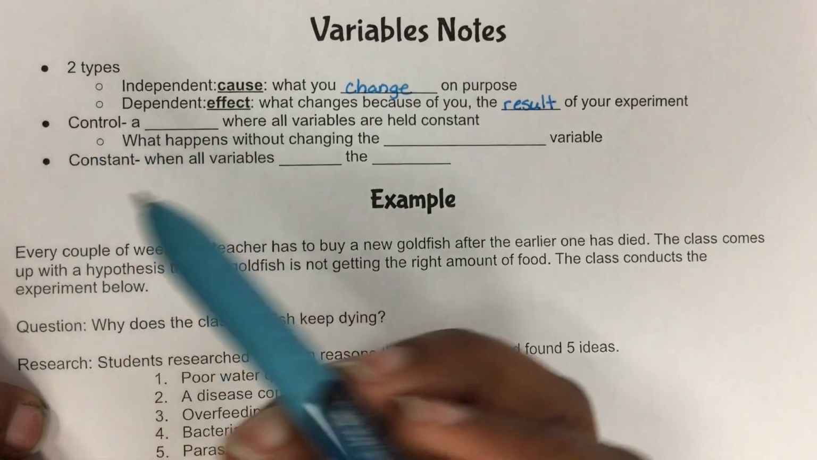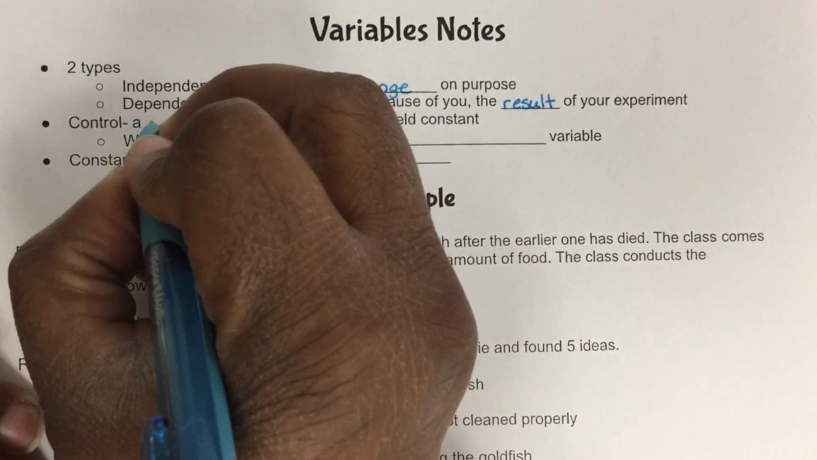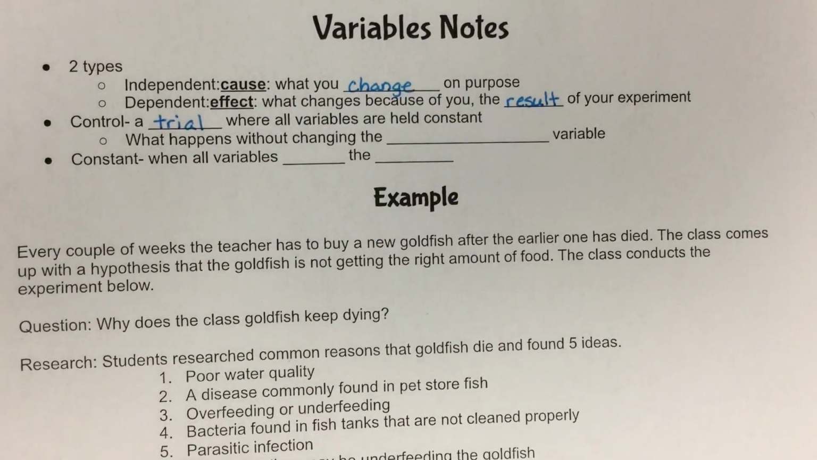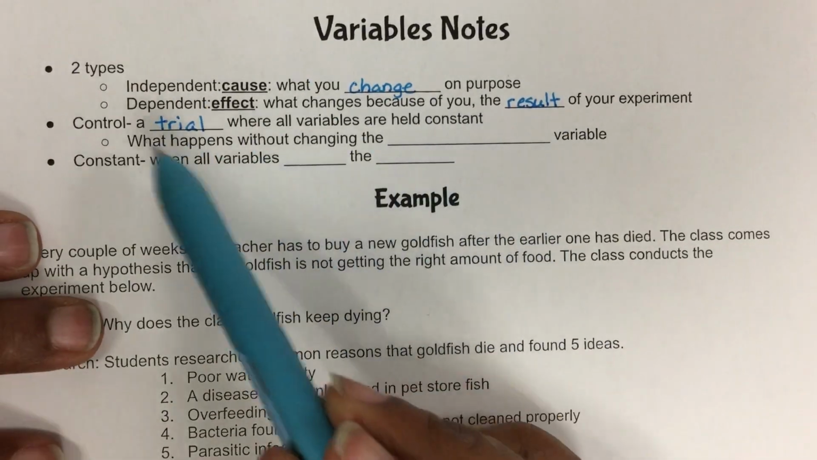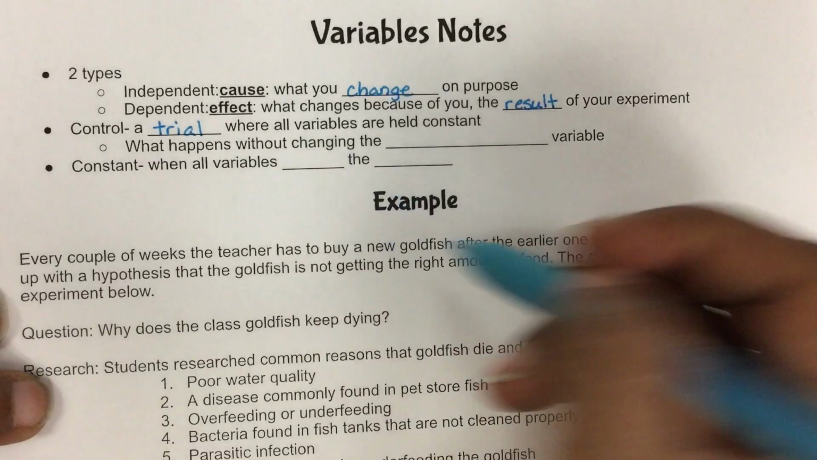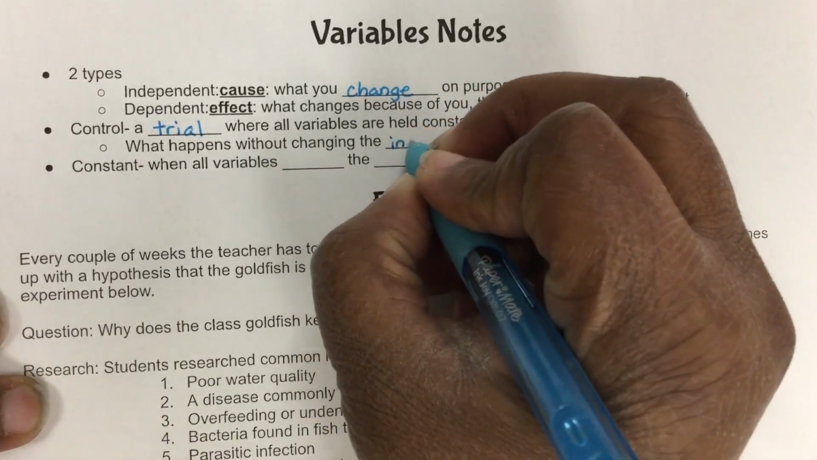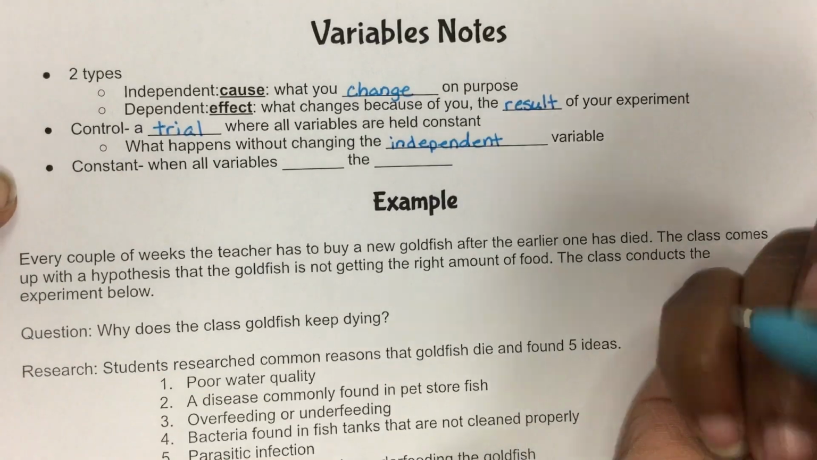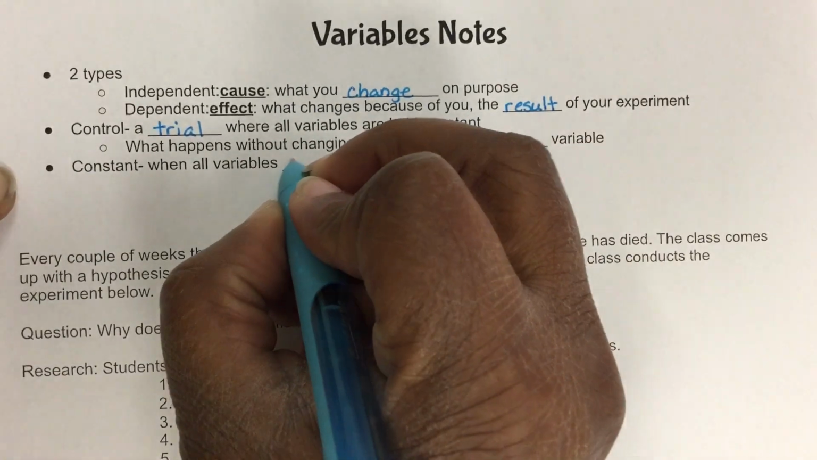The control, it's a trial where all variables are held constant or they don't change. This is usually the part of the experiment where you look at what has been happening before I go and change something. So what happens without changing the independent variable? A constant is when all variables stay the same.